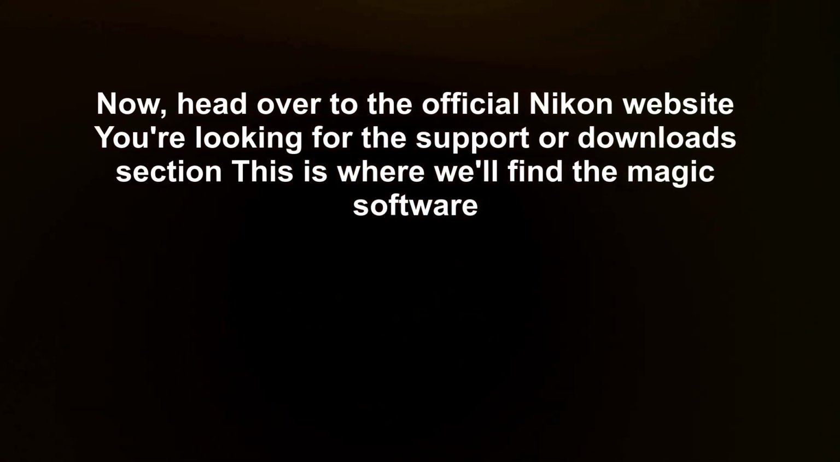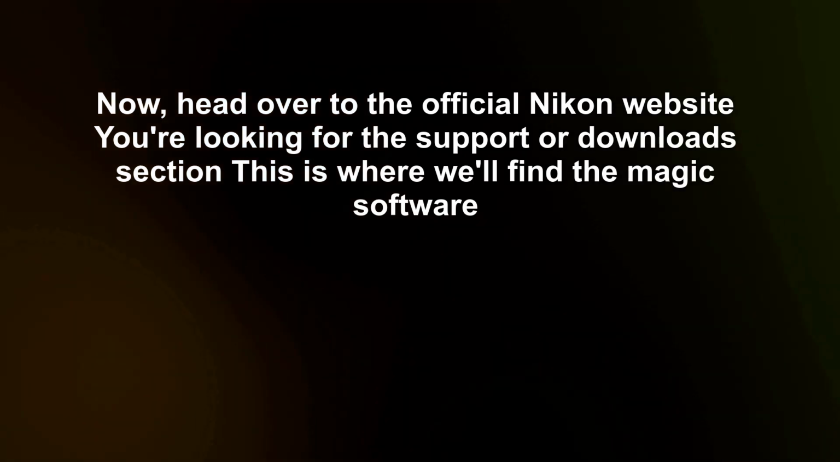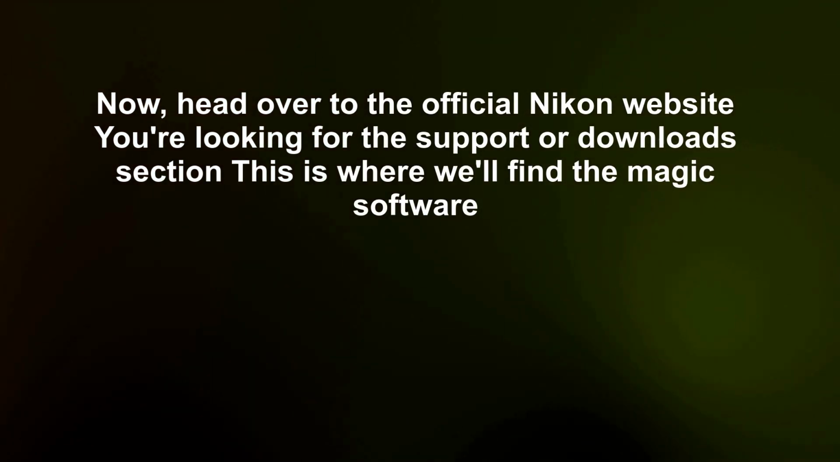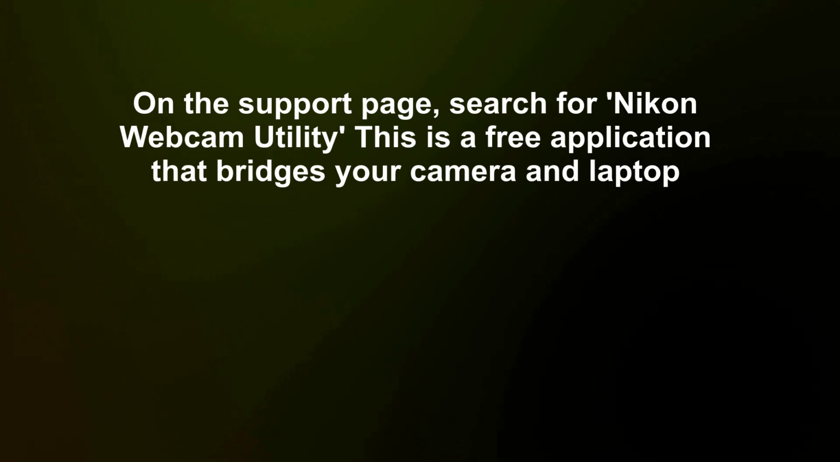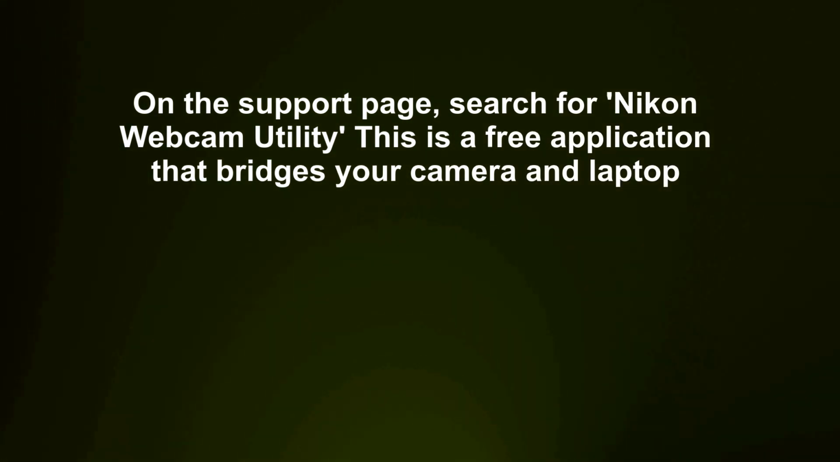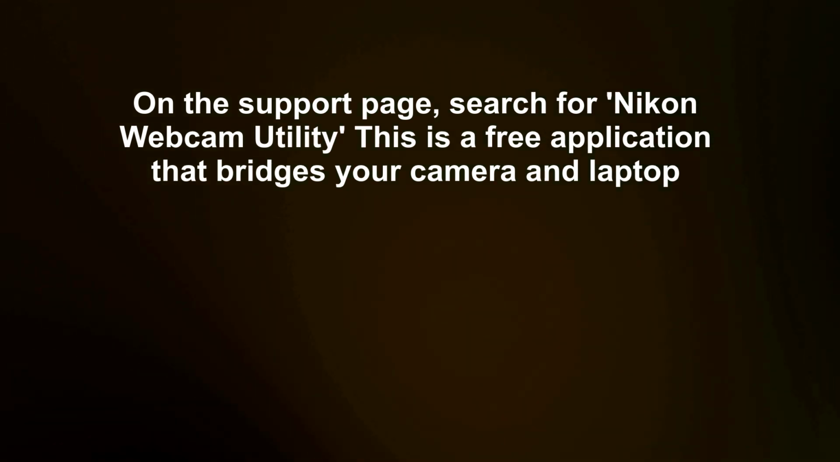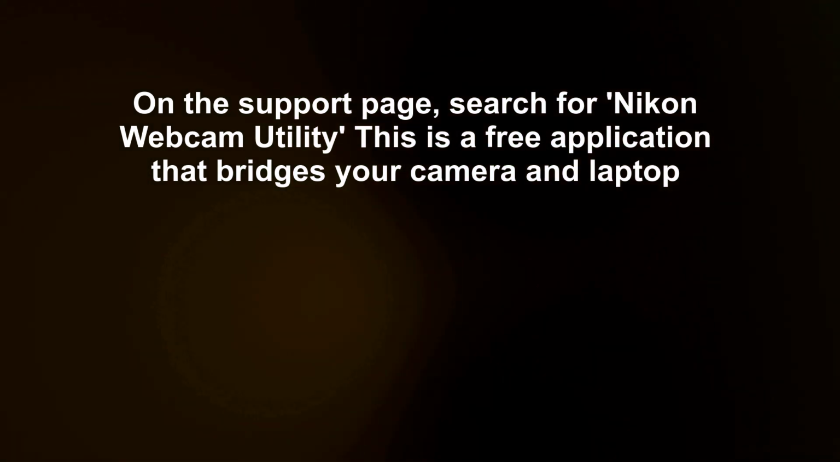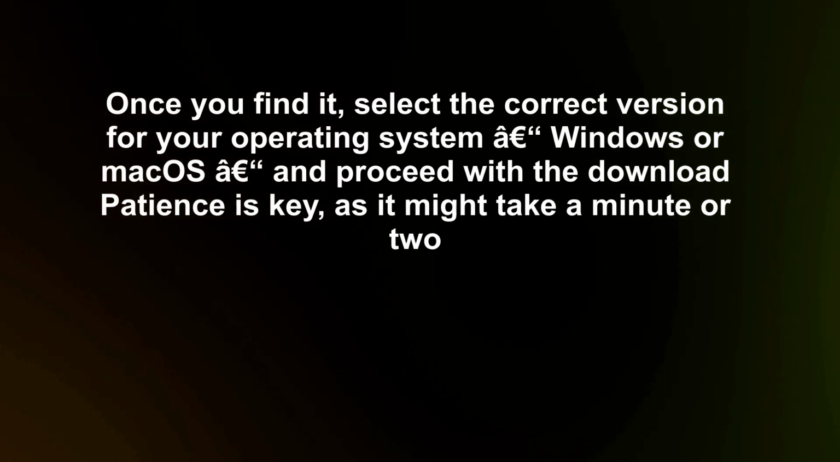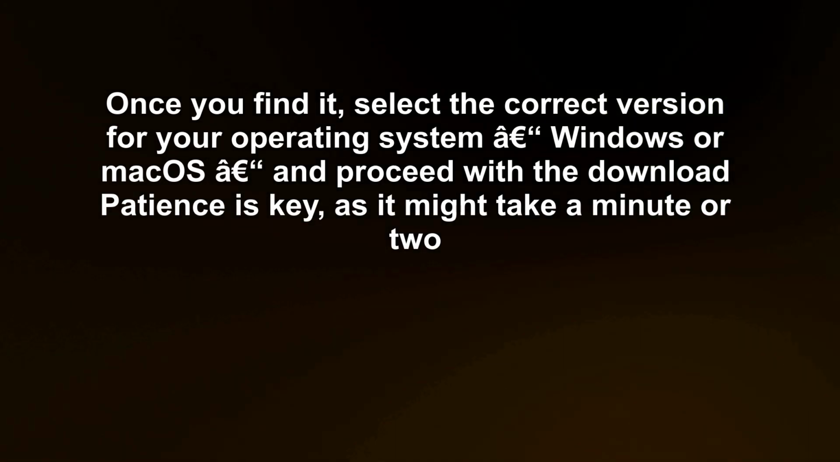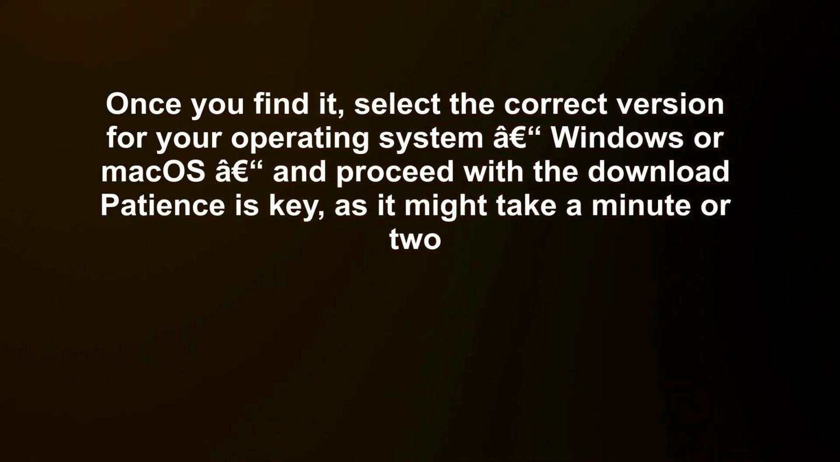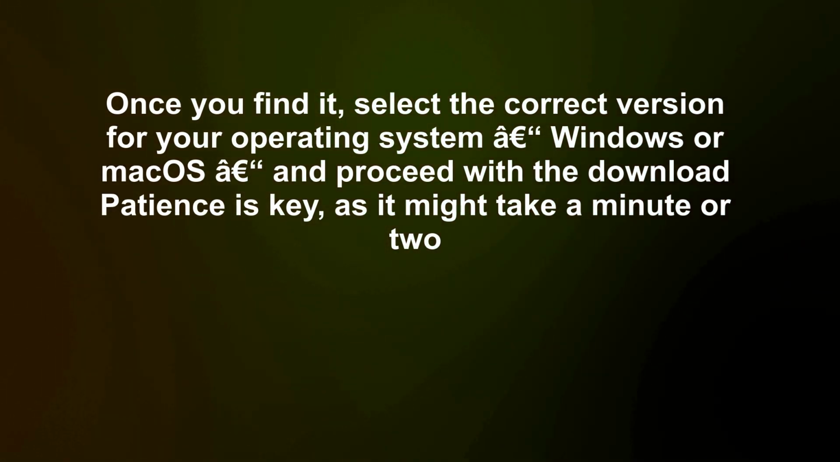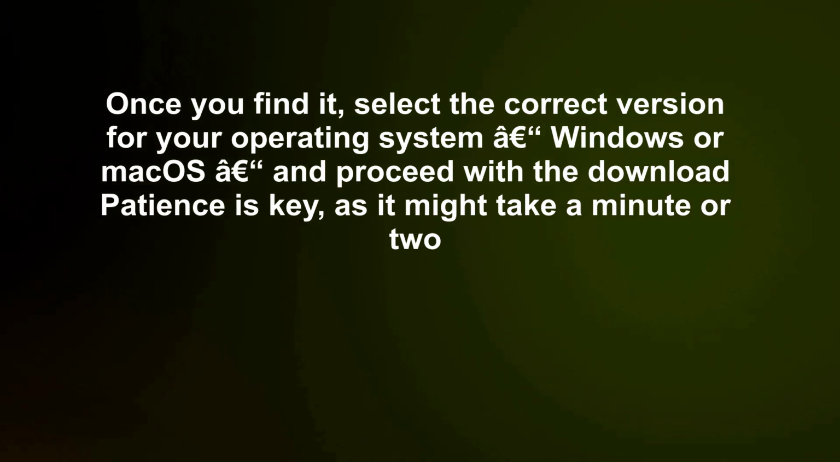Now, head over to the official Nikon website. You're looking for the support or downloads section. This is where we'll find the magic software. On the support page, search for Nikon Webcam Utility. This is a free application that bridges your camera and laptop. Once you find it, select the correct version for your operating system, Windows or Mac OS, and proceed with the download. Patience is key, as it might take a minute or two.